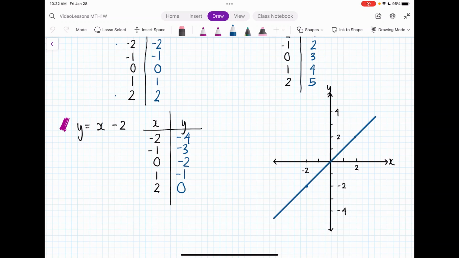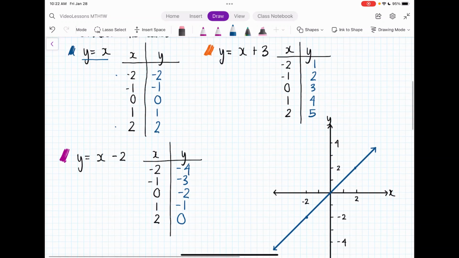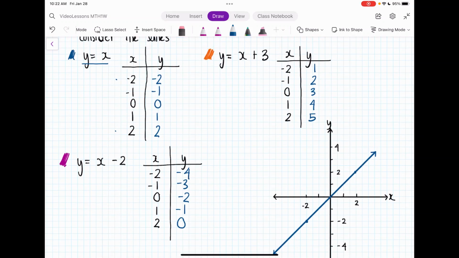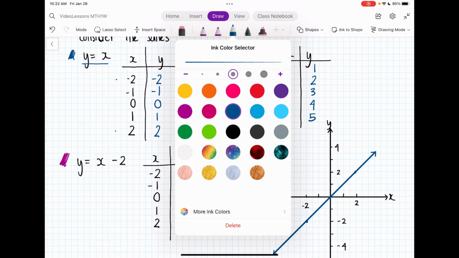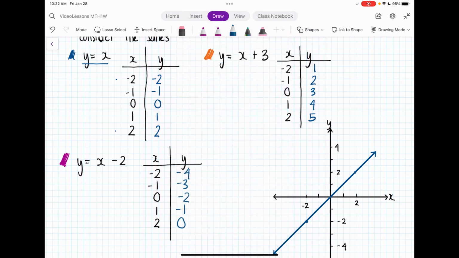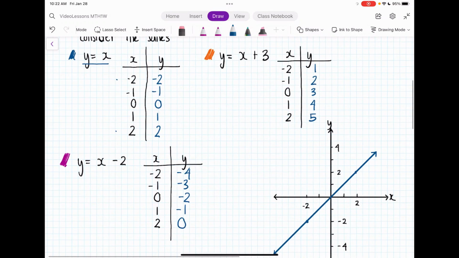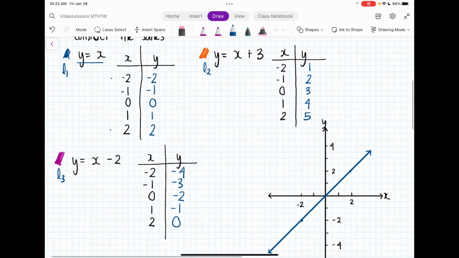Once you have your line drawn, you can just extend and put your arrowheads. I'm not labeling my line because I'm doing it all in different colors. If you don't have colors and you're just graphing in pencil, then you will number your line itself. So this is L1. Notice how it's a subscript 1. This is L2 and this is L3. And then at the end of your line here, you will label that L1.